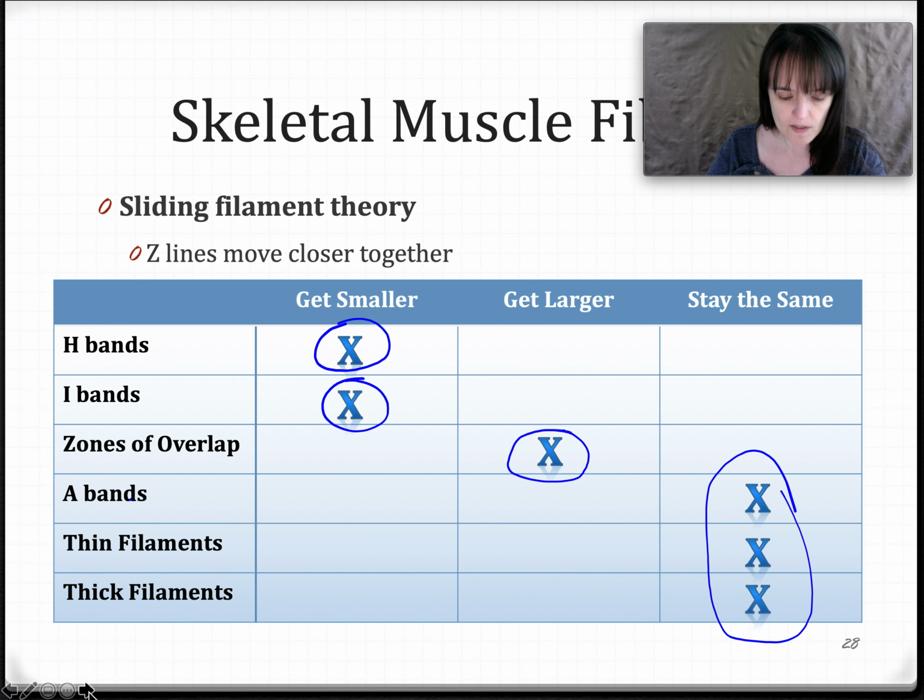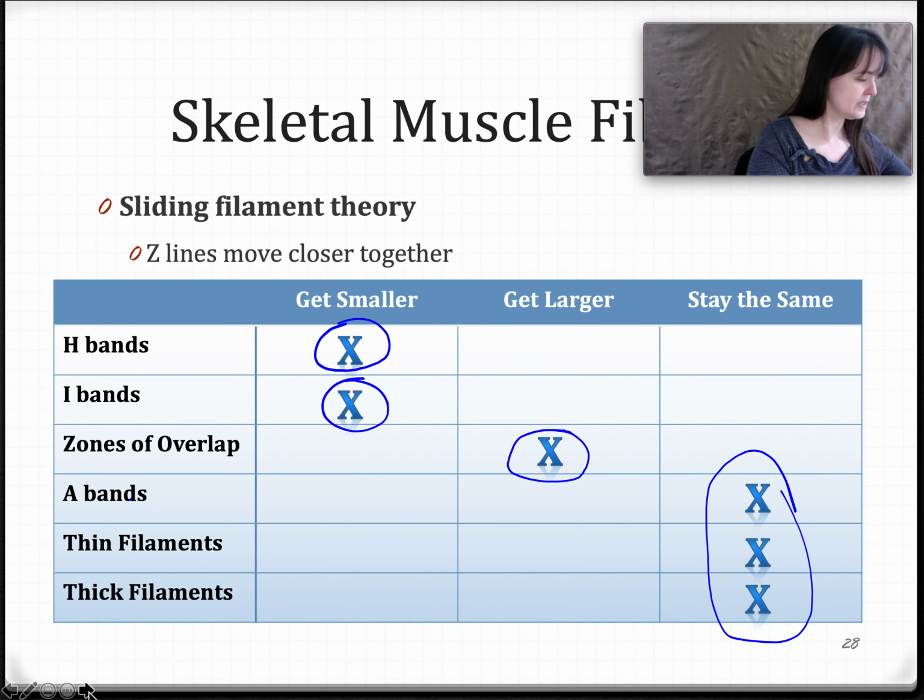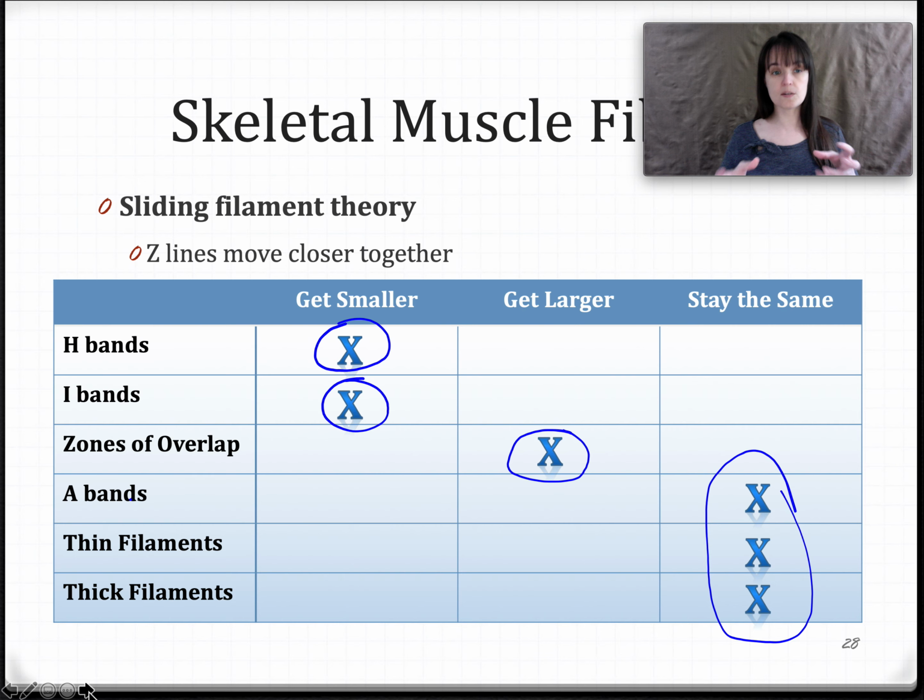Okay, so the Z lines move closer together. The H bands get smaller, as we saw. The I bands get smaller, as we saw. The zones of overlap get bigger, and everything else stays the same. When the myofibrils get shorter, so does the muscle fiber and the whole muscle. When the sarcomeres get shorter, they all get shorter at the same time. It's the magic of the T-tubules taking the excitement everywhere so that all of the terminal cisternae can release all of the calcium, which will bind to all of the troponin, which moves all of the tropomyosin off of the active sites on actin, so that the myosin heads can bind and power stroke. But we'll get there.